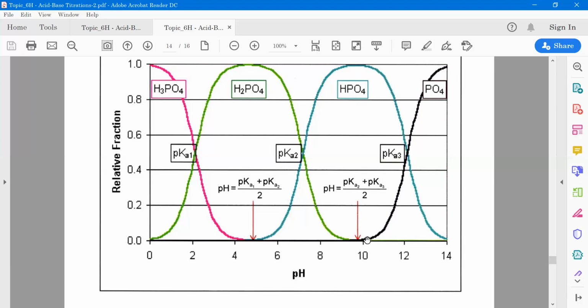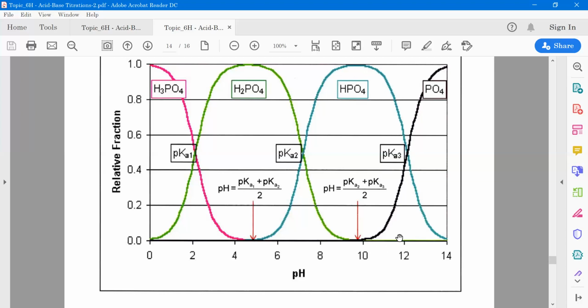So now, with still further increase in pH by added hydroxide, the concentration of the hydrogen phosphate decreases. The concentration of its conjugate base, which is phosphate minus 3, none of these are showing the charges as they should, but this is PO4 minus 3 here, increases until at a pH of about 12, their concentrations are equal, and so that is the pKa3 of phosphoric acid.